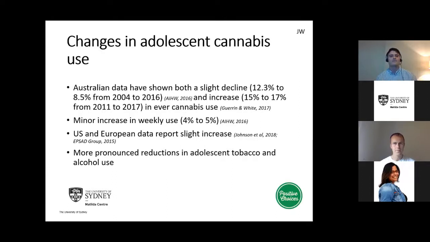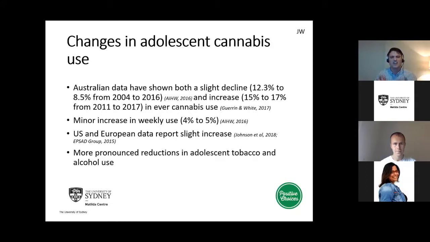So I will be talking about two different data sets when talking about adolescent cannabis use prevalence. And that is the AIHW data set, which is a household survey data set of 24,000 Australians, a portion of which are young people. And in addition to that, I'll also bring up the Guerin and White data set, which is a secondary school data set of 20,000 secondary school students.